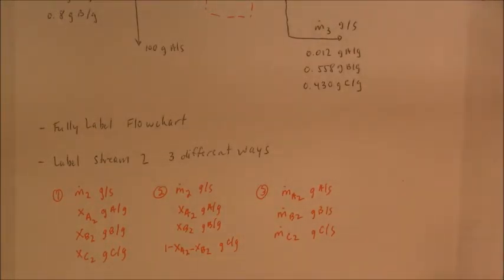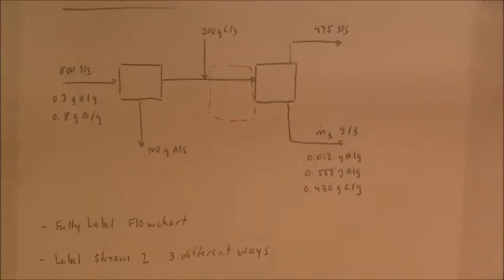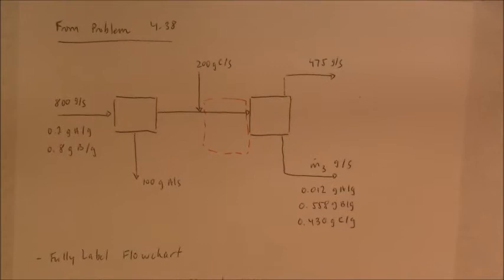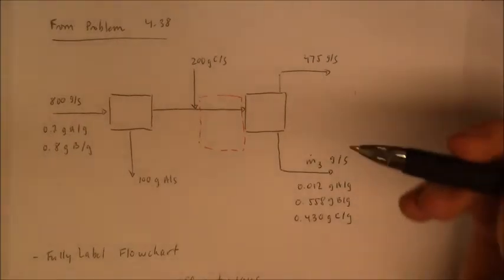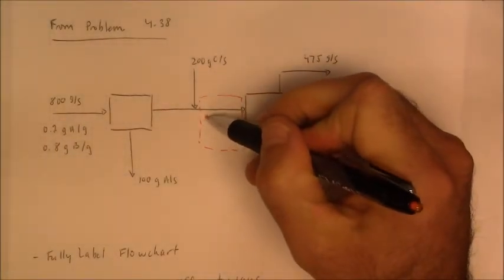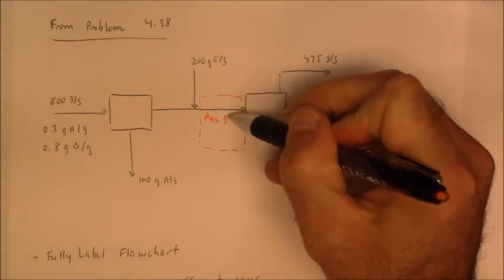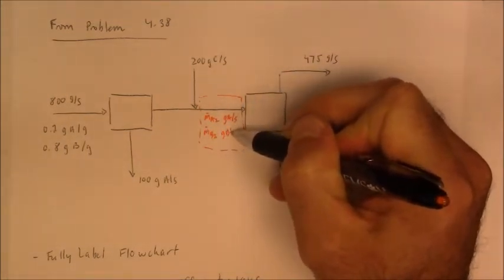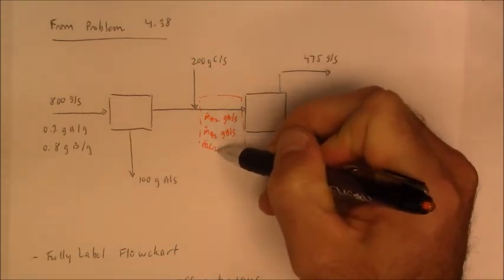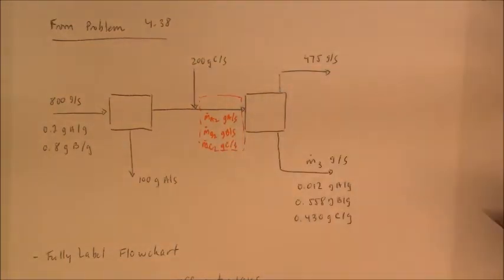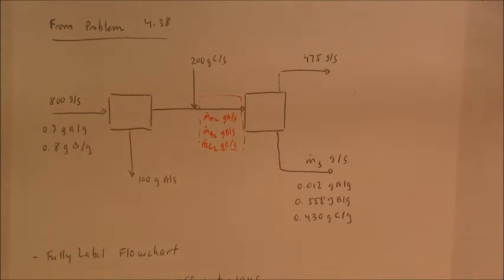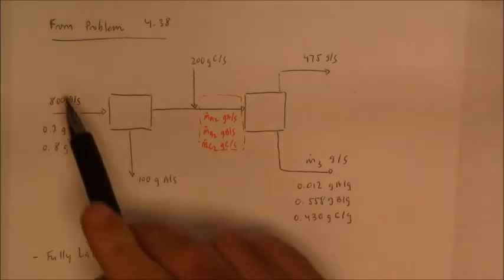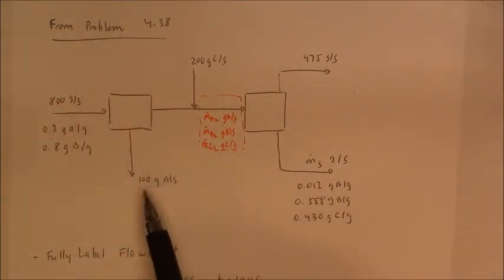Okay, but I'm going to label this a certain way. If there's no information known about the stream, I usually find it easiest to label the stream in terms of the flow of each species. So we're going to call this MA2 grams A per second, MB2 grams B per second, and MC2 grams C per second. Okay, so what else do we have? This stream is fully labeled per the information given.